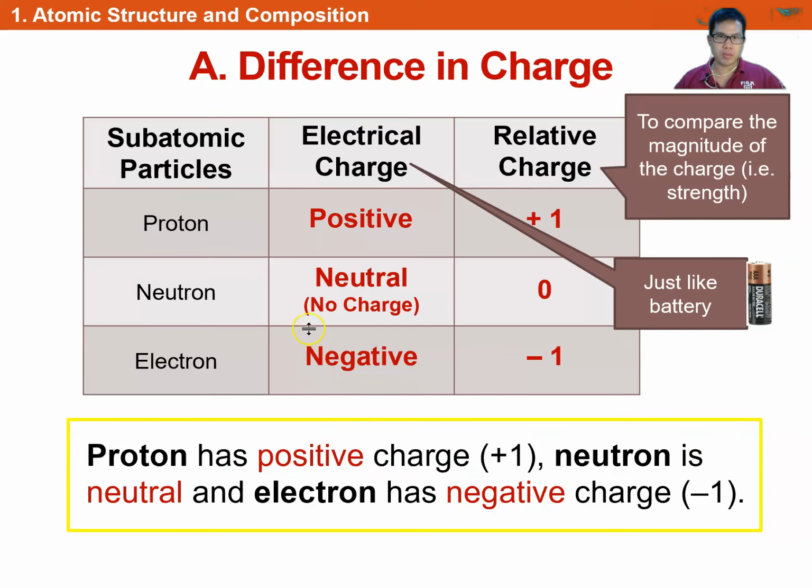Okay, let's look at this. These are some of the very basic components of the atoms. Protons are always positive, so we mark them as +1. Neutrons are neutral, no charge. Electrons have a negative charge, so we have a -1. So protons have a positive charge, neutrons are neutral, and electrons have a negative charge.